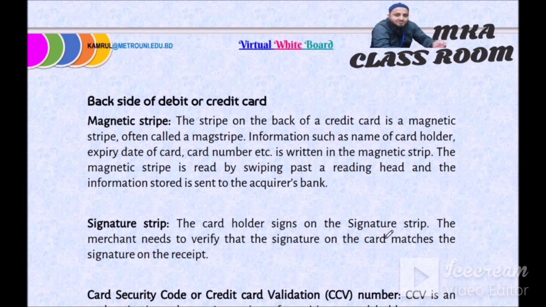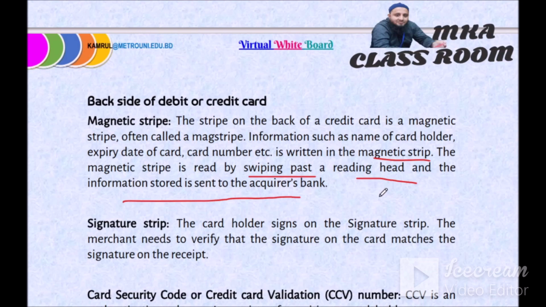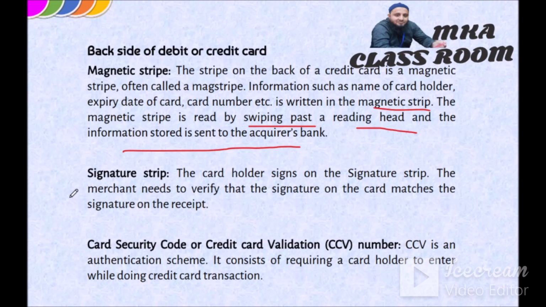Magnetic stripe. The stripe on the back of a credit card is a magnetic stripe, often called a mag stripe. Information such as name of the card holder, expiry date, card number, etc. is written in this magnetic stripe. The magnetic stripe is read by sweeping past a reading head, and the information stored in it is sent to the acquirer bank. Signature stripe. The card holder signs on the signature stripe. The merchant needs to verify that the signature on the card matches the signature on the receipt.